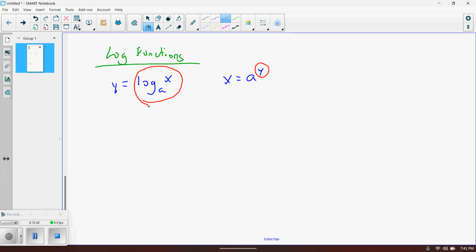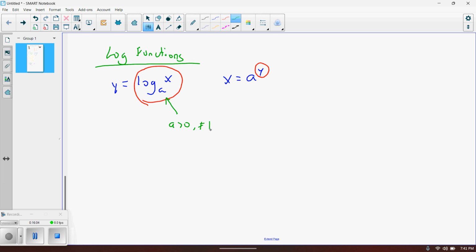Just like with exponentials, the base of a log is the same thing domain-wise as the base of an exponential. This a value right here is the base of the log, just like it is the base of the exponential. It must be greater than 0 and cannot be 1. Okay, those things are the same.